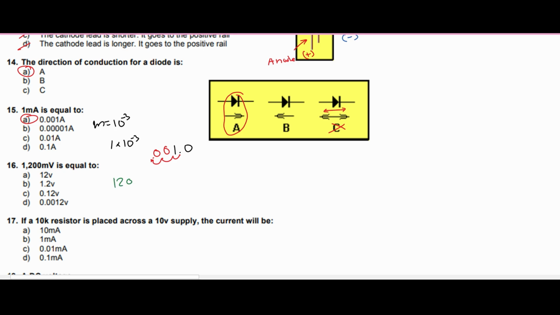16, we're going to do the same. We have 1200 times a 10 to the negative cubed because it's a milli. So we will have our 1200.0. We're moving this over 1, 2, 3. So that's going to leave us with 1.2 volts. That means our answer for 16 has to be B.